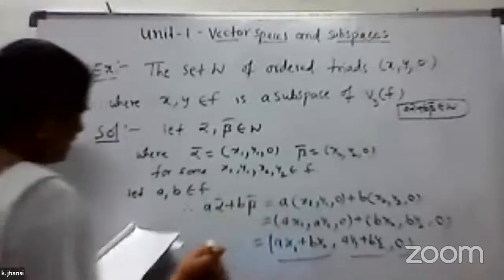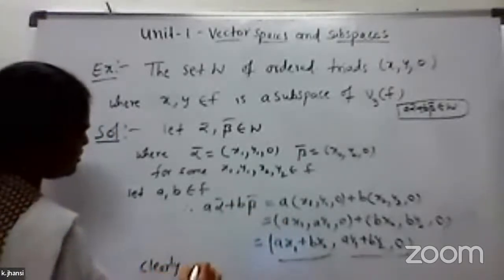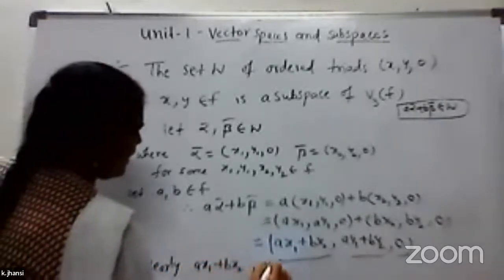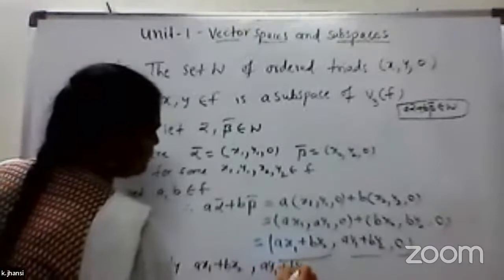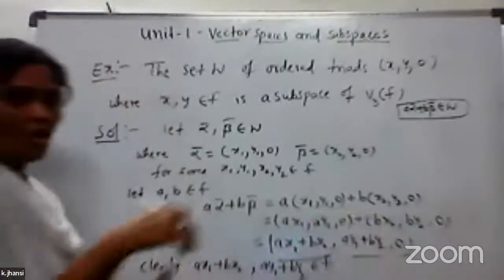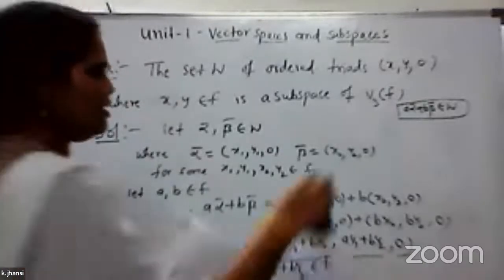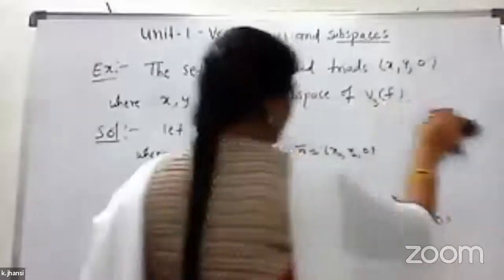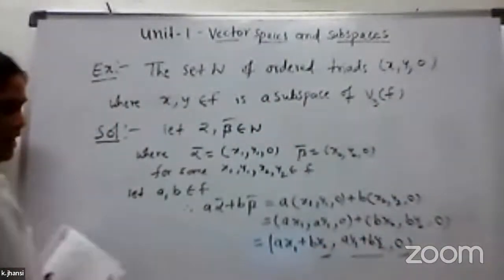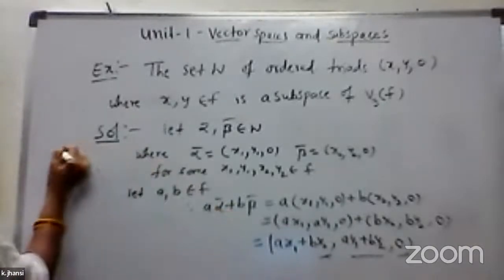So here you can write clearly x1 plus b x2 comma a y1 plus b y2 belongs to the field of scalars, because whatever the elements are there inside the coordinate, those will be from the field of scalars. So whatever the elements are there in the coordinate, those you are able to see here. I am writing here.